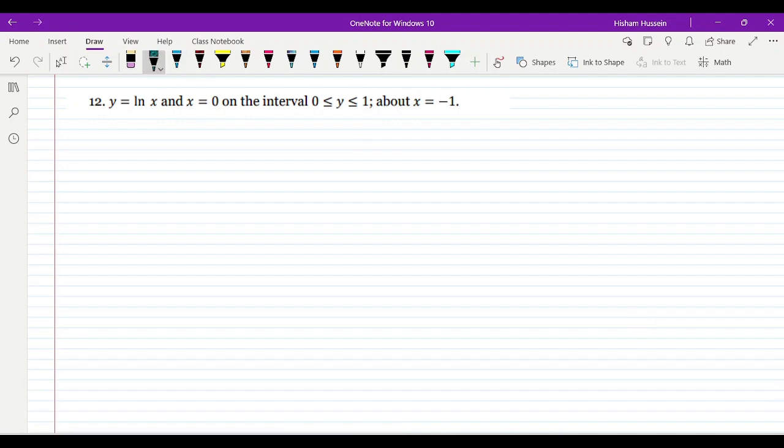Find the volume resulting from rotating the area. The description of the area is y equals ln x and x equals 0, with the boundaries, y is running from 0 to 1. The axis of rotation is x equals negative 1.